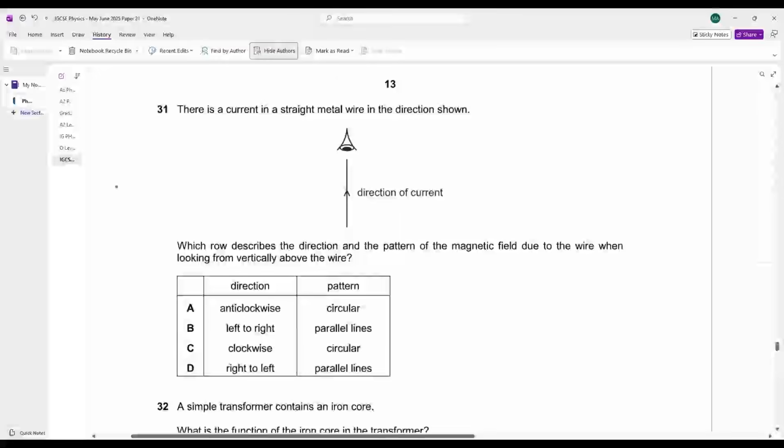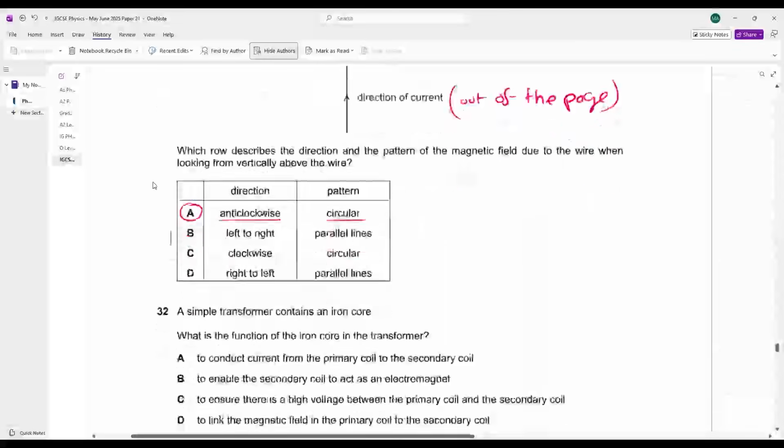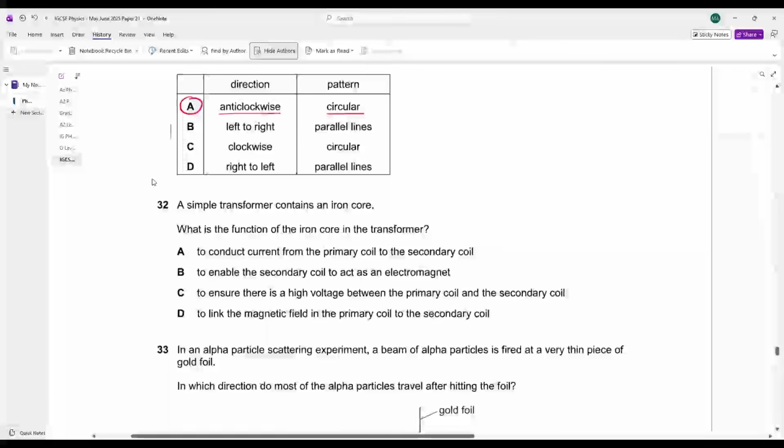There is a current in a straight metal wire in the direction shown. Okay, current क्या जा रहा है? Out of the page. Current is going out of the page. Perfect. Which row describes the direction and the pattern of the magnetic field due to the wire when looking from above the wire? Pattern क्या होगा? Circular. Magnetic field क्या होगी? Anti-clockwise is your answer.